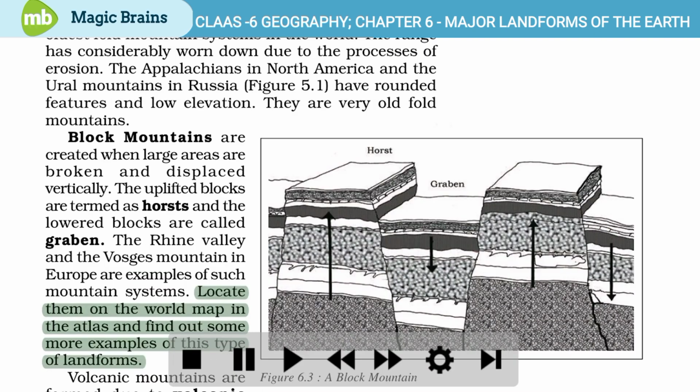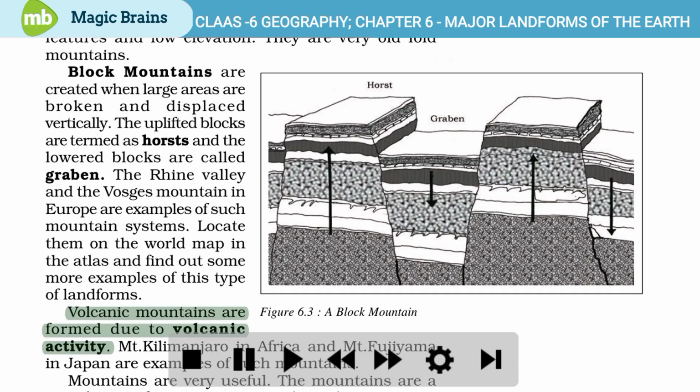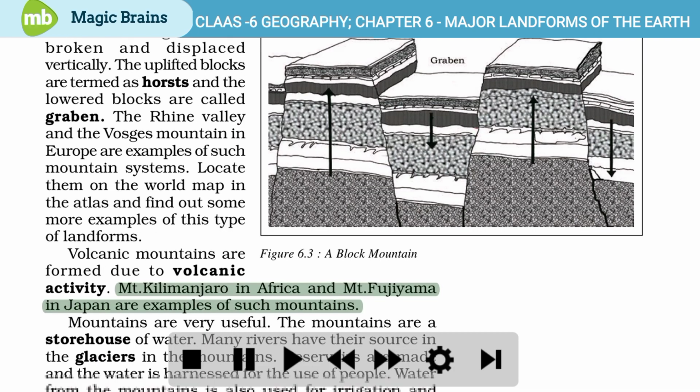Locate them on the world map in the atlas and find out some more examples of this type of landforms. Volcanic mountains are formed due to volcanic activity. Mount Kilimanjaro in Africa and Mount Fujiyama in Japan are examples of such mountains.